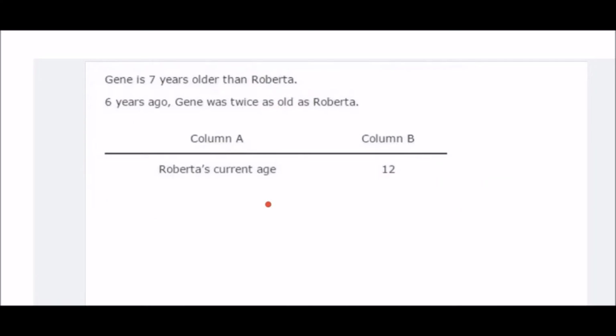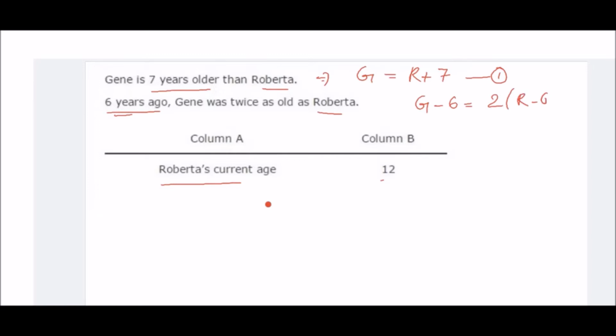Next question: Jenny is 7 years older than Roberta. 6 years ago Jenny was twice as old as Roberta. We have to find, for column A, Roberta's current age, and column B is given as 12. From this, Jenny is 7 years older than Roberta, that is J equals R plus 7. This is our first equation. And from this, 6 years ago, J minus 6 was twice as old as Roberta, that is 2 times (R minus 6).